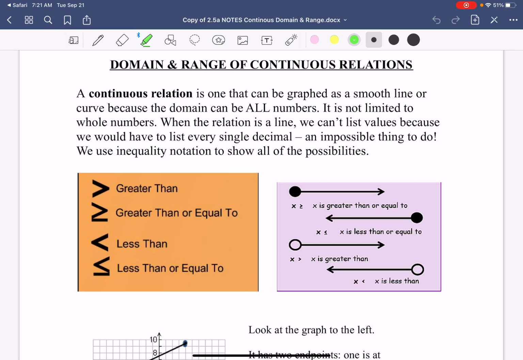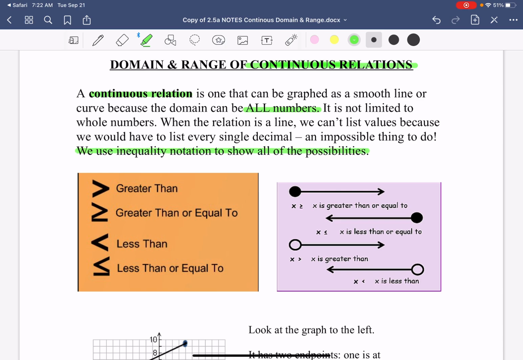Right, good morning. Today we are going to talk about domain and range of a continuous relationship or a relation. A continuous relation is one that can be graphed as a smooth line or a curve because the domain can be all numbers. It is not limited to whole numbers. When the relation is a line, we can't list values because we would have to list every single decimal. That's an impossible thing to do. We can use inequality notation to show all the possibilities.